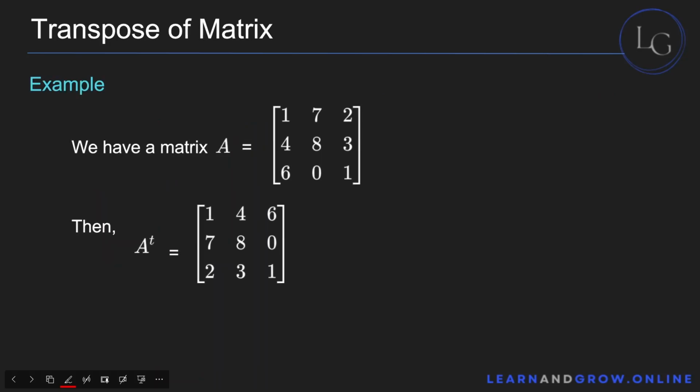Now see this example here. We have matrix A here, and this is how you would find A transpose. The first row of A has become the first column of A transpose. The second row of A has become the second column of A transpose. The third row of A has become the third column of A transpose. And so you have A transpose.